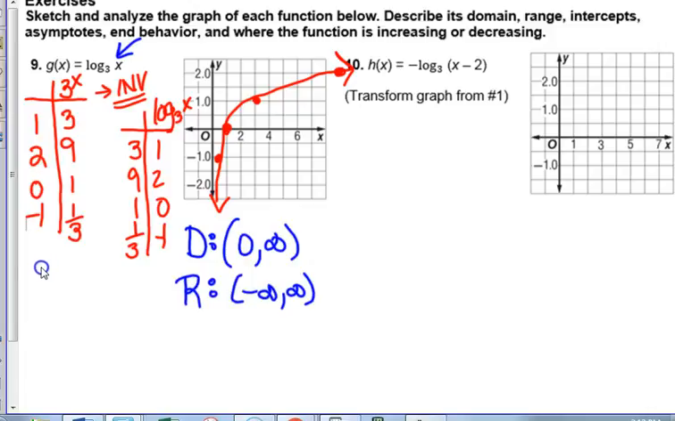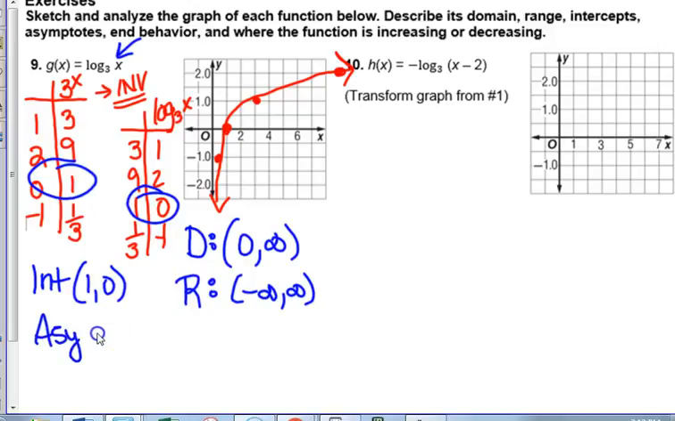Intercept. This had an intercept at (0, 1), but our log has (1, 0). It is an x-intercept only. Doesn't cross the y-axis ever, which makes it an asymptote. You can fill that in. There's an asymptote at the y-axis, which has an equation of what, guys? Good job. X equals 0. All right, did I skip something?